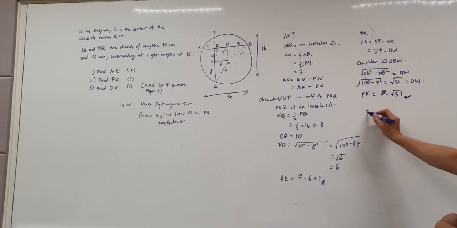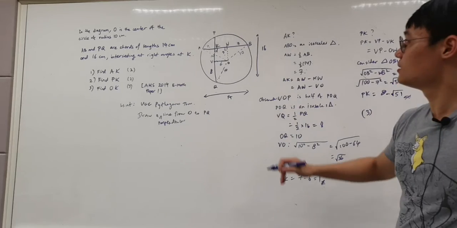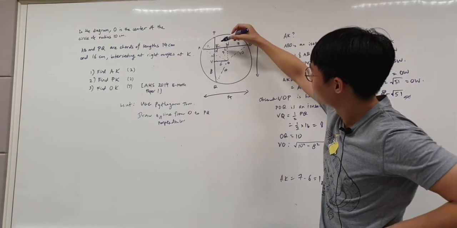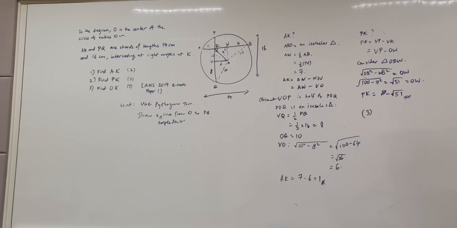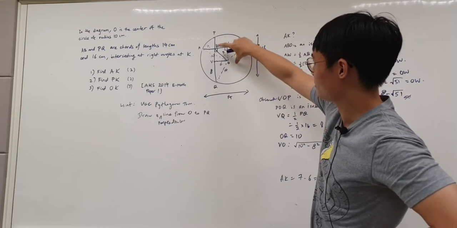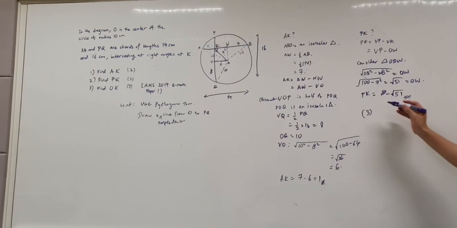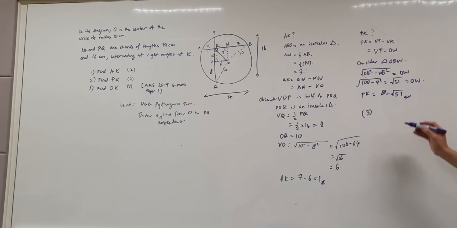Now let's do question 3. What is OK? So OK is this diagonal over here. Actually, now you know what is VO. You also know what is WO. Can you find OK? Of course, you just need to apply Pythagoras theorem again, because this is also a right angle triangle. So let's say VO is equal to 6, and WO is equal to square root 51.